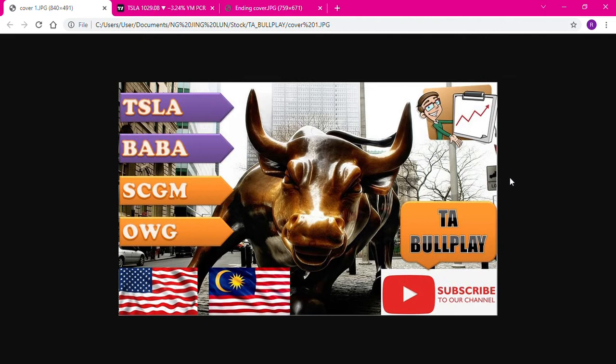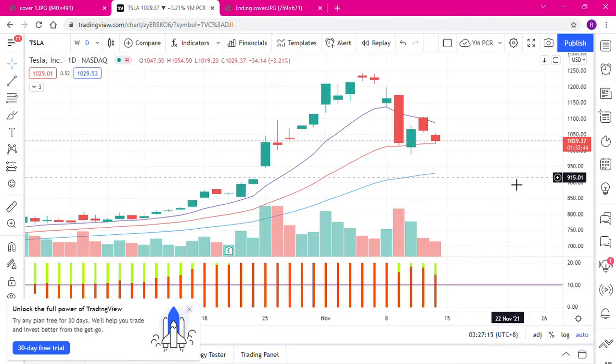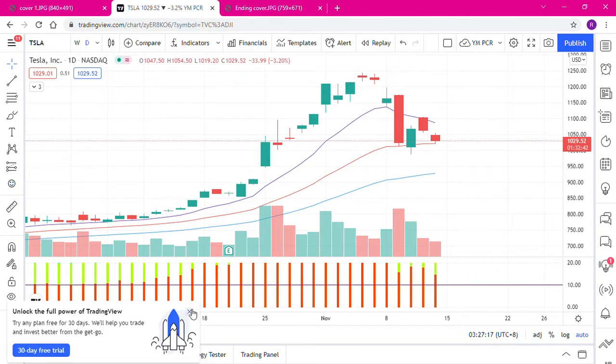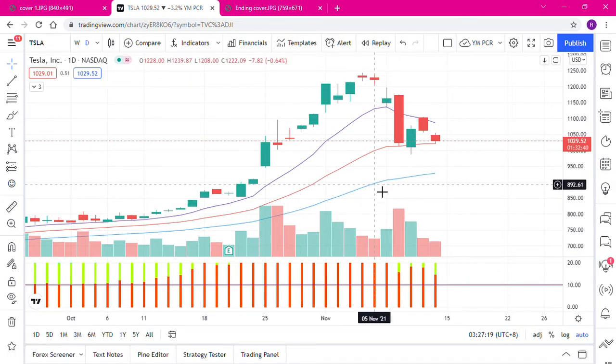So the 4 counters that we're going to share with you today, the first, Tesla, the second, Alibaba from the US market, the third and the fourth, SCGM and OWG from the Malaysia market. So let's get it. We get into the website that I normally use, TradingView. The first stock that we're going to look at is called Tesla, alright?